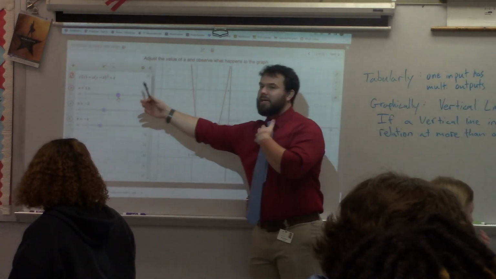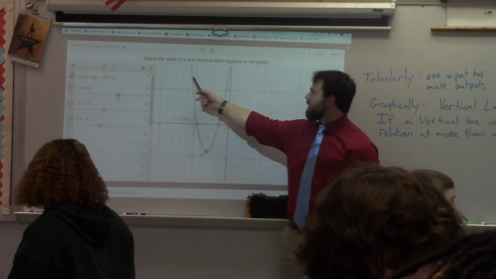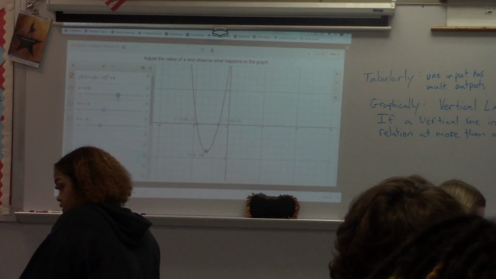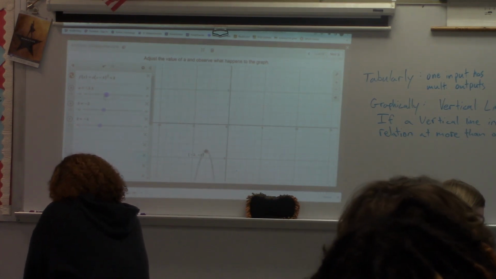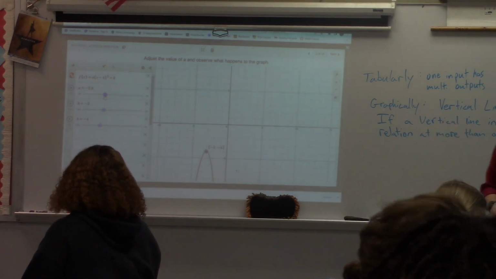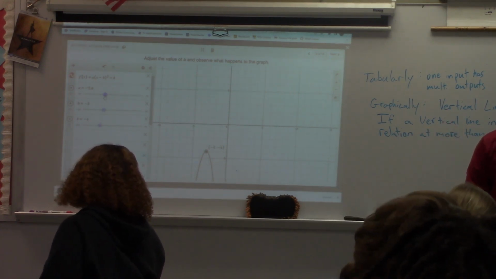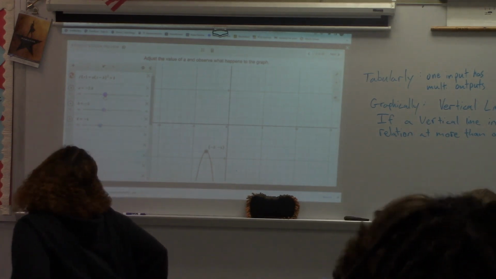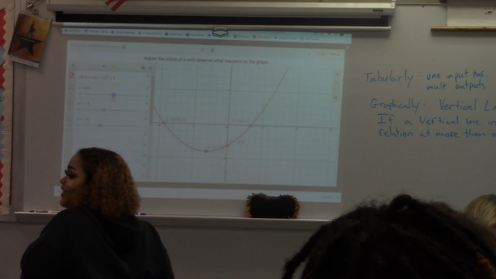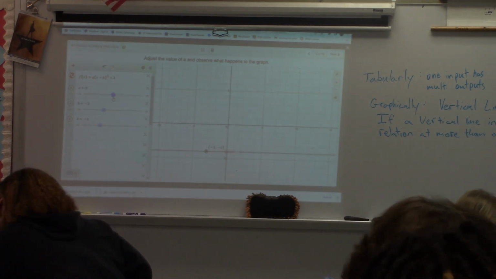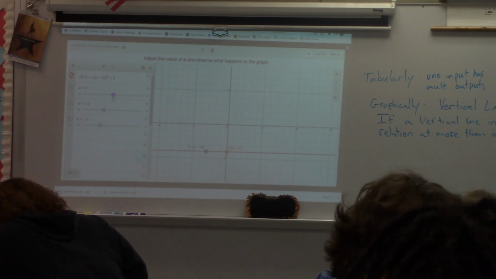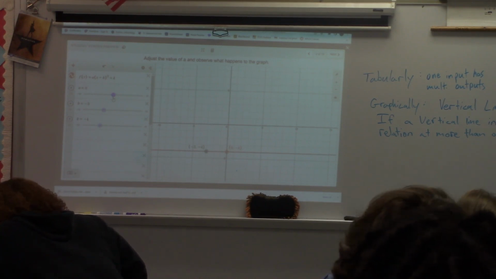When the value of A is positive, right now A is positive, that parabola is what? Concave up. When the A value is negative, the parabola is? Concave down. Notice when A is 0, what do we have? A line, not a parabola. So what's the difference maker? The positive versus the negative. When A was negative, the parabola was concave down. When A was positive, the parabola was concave up.